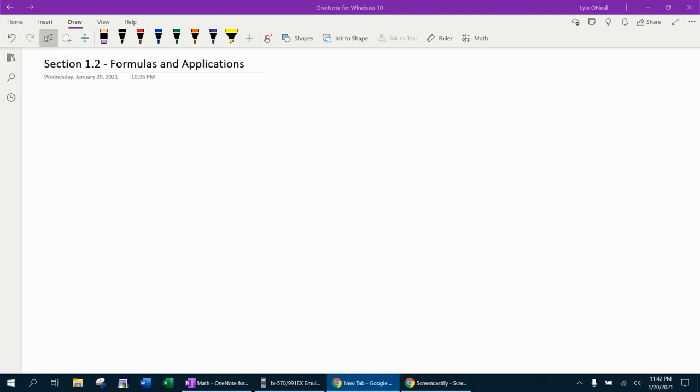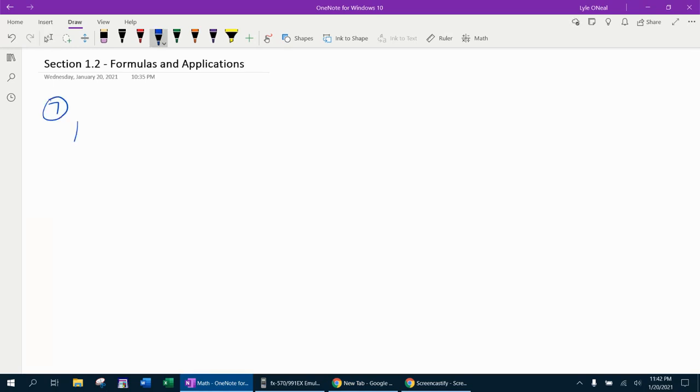Hello and welcome to our lesson on solving formulas for a specified variable. This is going to be from section 1.2 in our textbook. And I think we're going to look at 3 or 4 examples in this lesson to give you an idea how this works. So the first problem that we're going to start with is problem number 7.